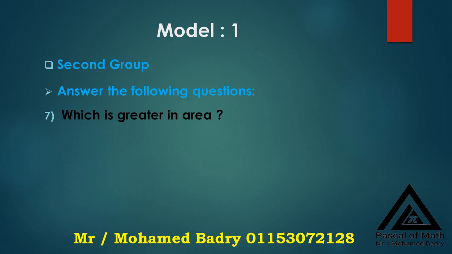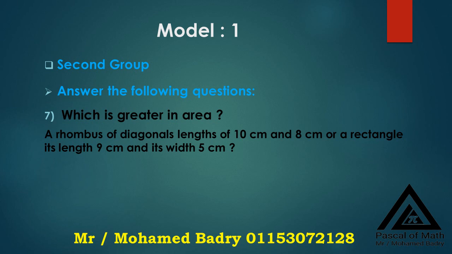Question 7. Which is greater in area? A rhombus with diagonal lengths of 10 cm and 8 cm, or a rectangle with length 9 cm and width 5 cm. Okay.